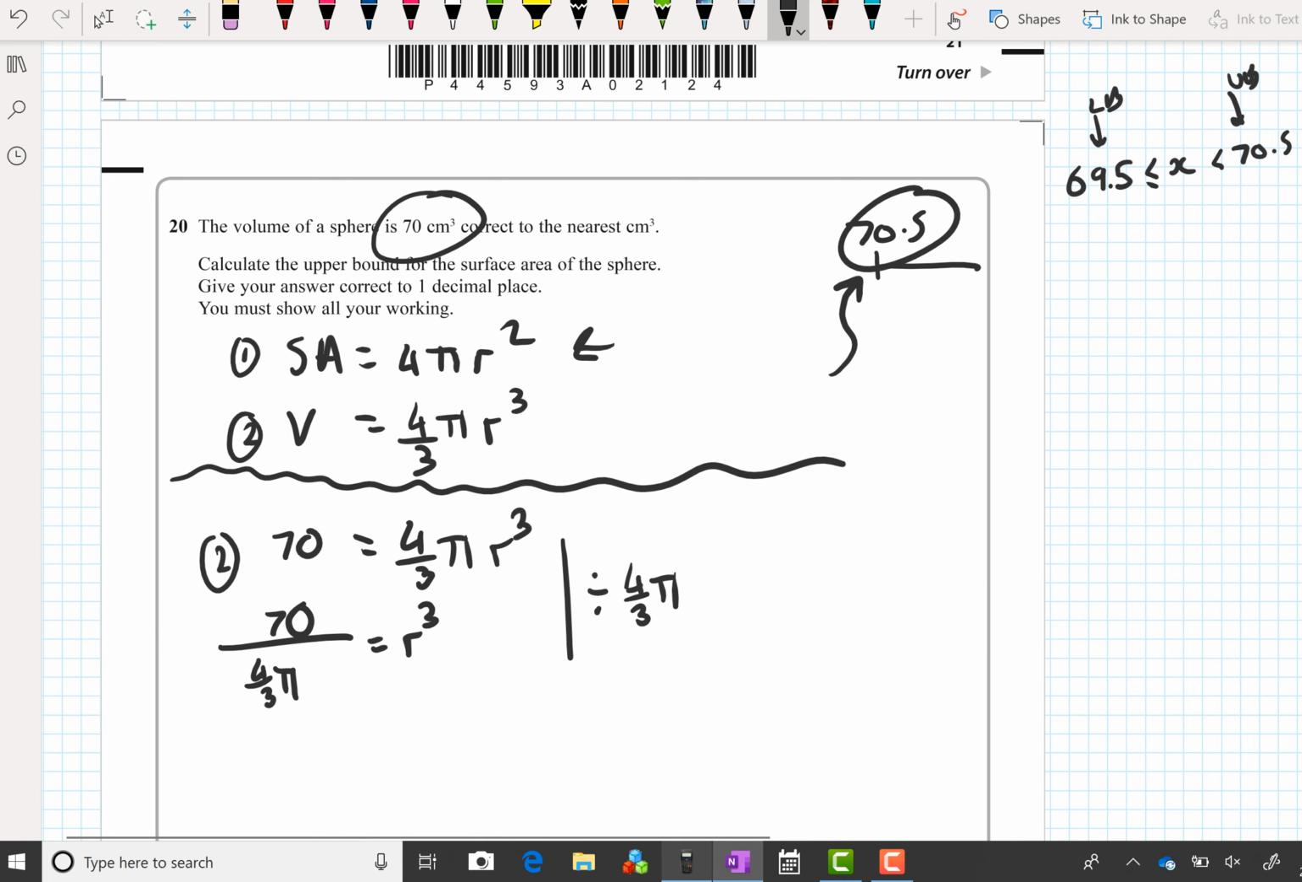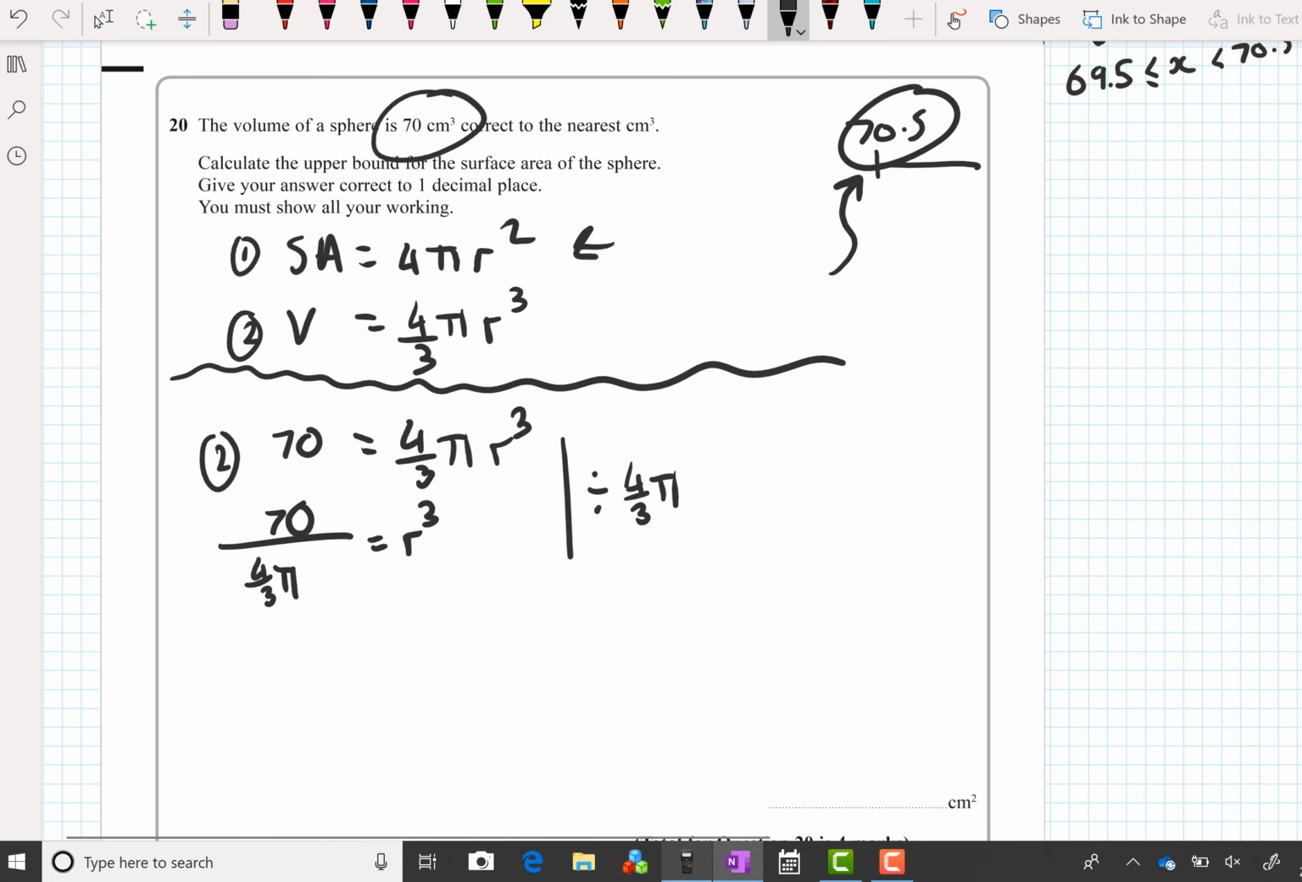So if I cube root r, that funky button on the calculator I showed you earlier, if I cube root this, I'm not going to work this answer out and introduce an error. Even then, this 70 potentially could be 70.5. We'll talk about that in a second.